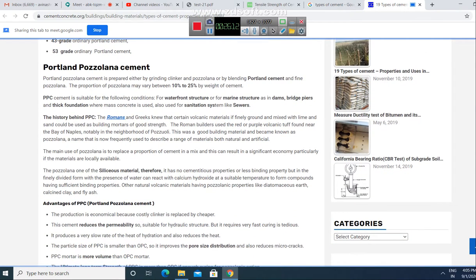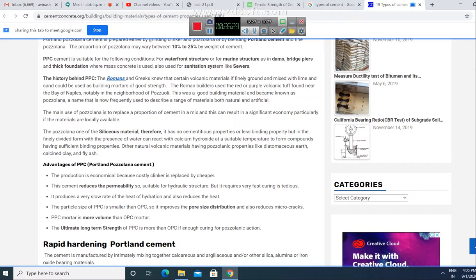Now, a PPC cement is suitable for the following conditions. For marine structures like dams, piers, thick foundations, etc. For waterfront structures. For all these structures, a Portland Pozzolana cement is suitable. Now, there are certain advantages for the Portland Pozzolana cement. The production cost of Portland Pozzolana cement is cheaper because along with the clinker, you will be adding some pozzolanic material also, which is cheaply available.